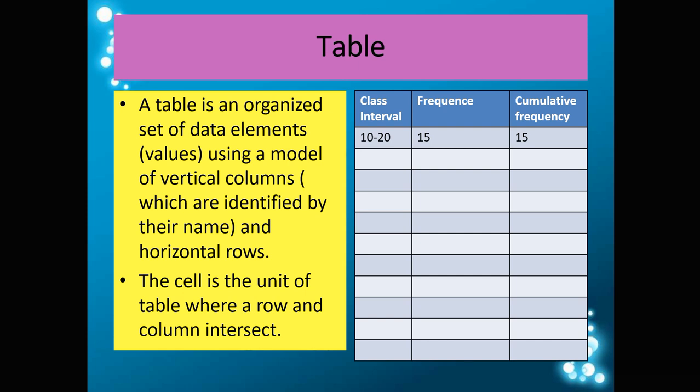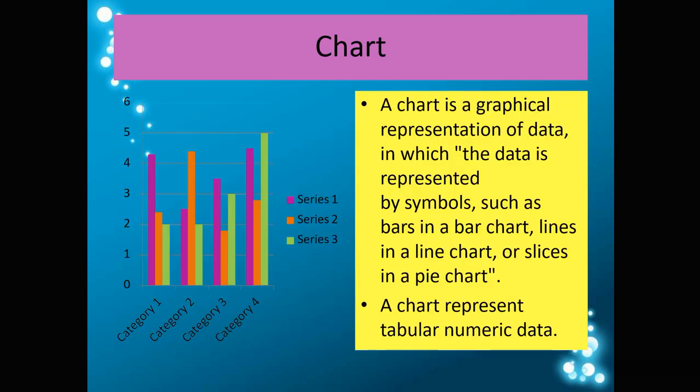A table is an organized set of data elements using a model of vertical columns which are identified by their names, and horizontal rows. It depends on what you are collecting, what your main determinants are, that will be written in the tables. The cell is the unit of the table, where a row and column intersect. Then we have the charts.